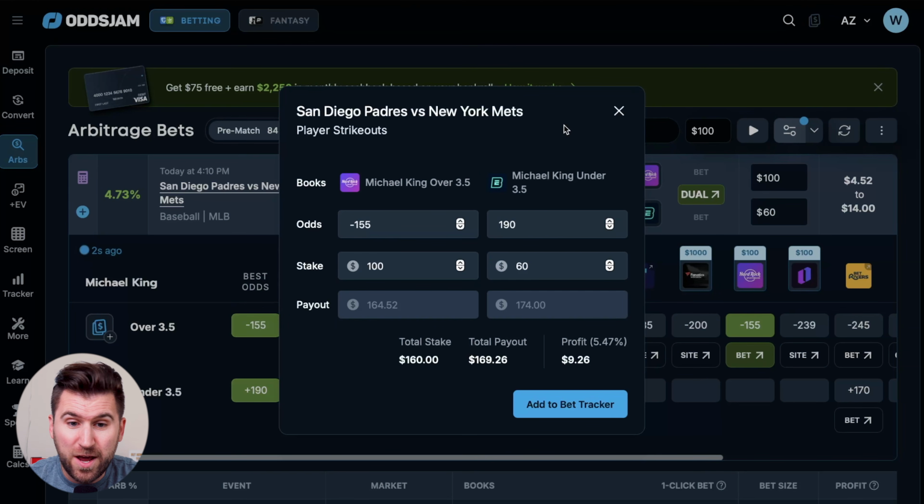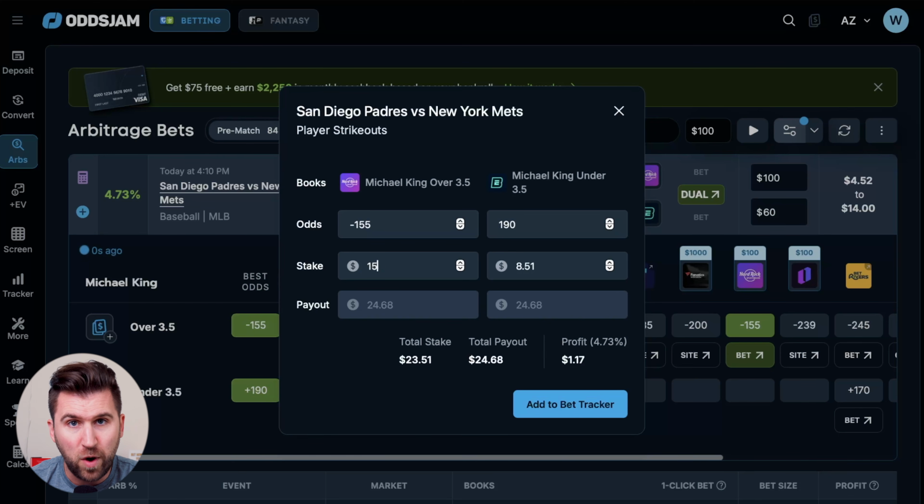So for Michael King over under 3.5 strikeouts, we have an opportunity here between ESPN Bet and Hard Rock. Michael King's either going to have 4 strikeouts or more in the game or 3 strikeouts or less. There's no way that he can have a half strikeout. So clicking on this purple calculator automatically pulls up the odds for you, and then you can just tell the calculator how much money that you want to wager. It's going to tell you your payout, which is going to be just under a 5% return on your investment.